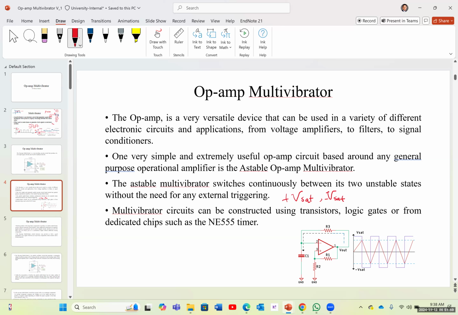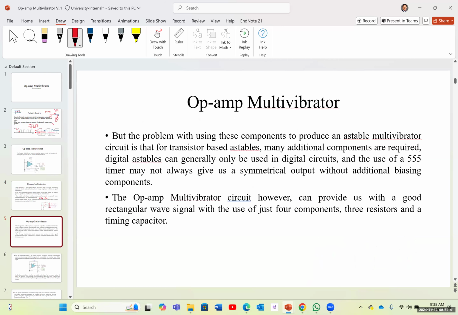The multivibrator circuits, as mentioned, can be constructed using transistors, logic gates, or a 555 timer. But there are problems when you use a transistor or a 555 timer. For example, with transistors, you need a lot of other components, like 10, 15. For an op-amp, you just need 3 or 4 components added to it. So in general, an op-amp multivibrator looks like this, and it oscillates between its positive saturation and negative saturation, between 2 states. Here it's between positive V saturation and negative V saturation.